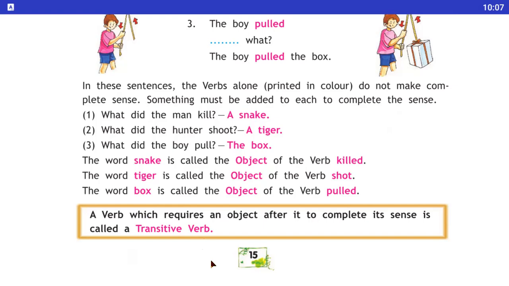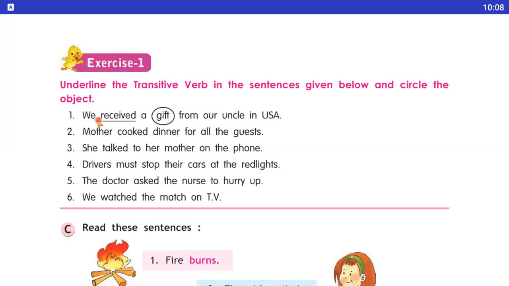So now the student underline the transitive verb in the sentences given below and circle the object. Okay, first one is given by you. We received a gift from our uncle in USA. So student, in the first sentence you know very well that received is a verb and gift is an object. In the second sentence, the mother cooked dinner. Here cooked is a verb and dinner is an object in the sentence.